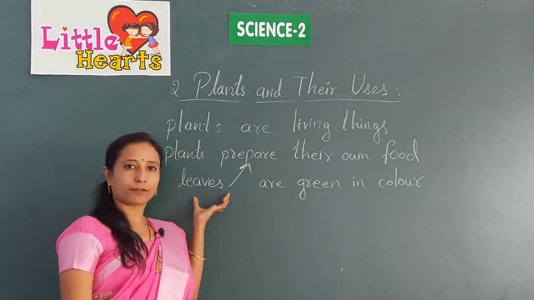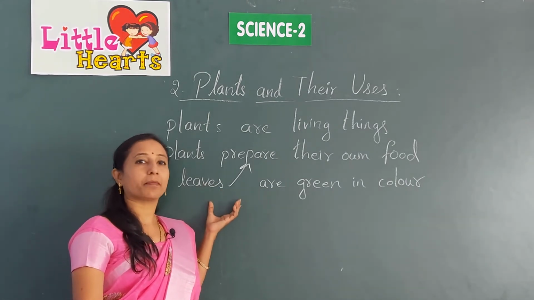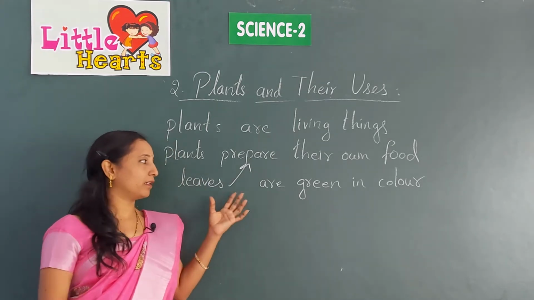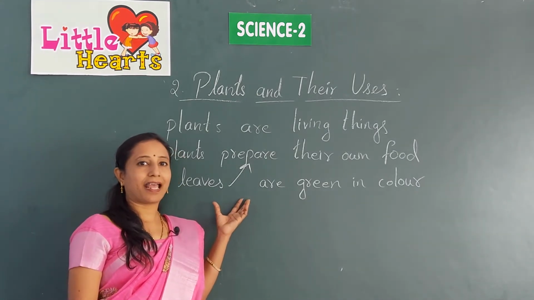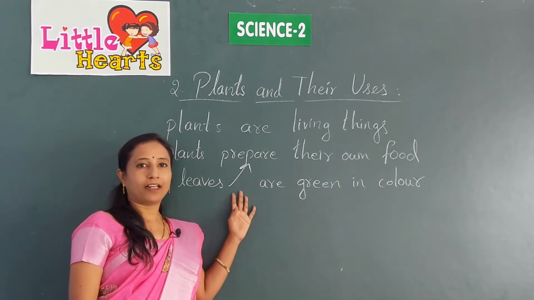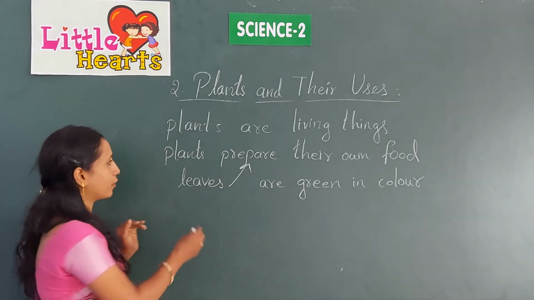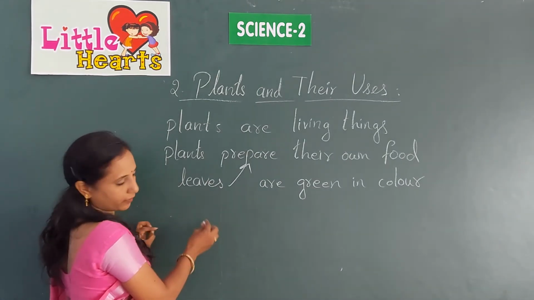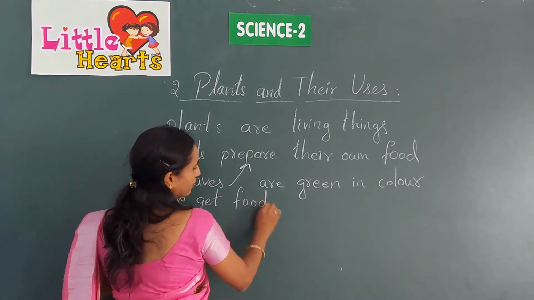The plants prepare the food. So what do they prepare? They prepare food, and this food is stored in many different parts of the plant. The parts where the plants store the food are taken as our food. Human beings and animals feed on these plants, isn't it? So plants give us food. We get food from plants.